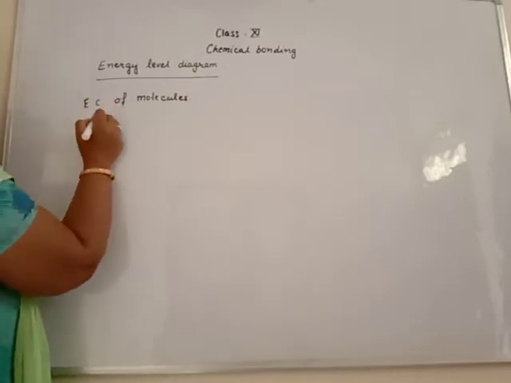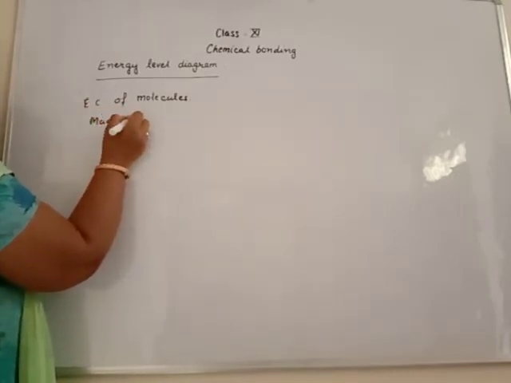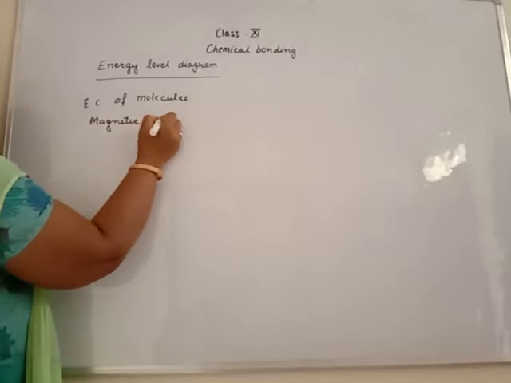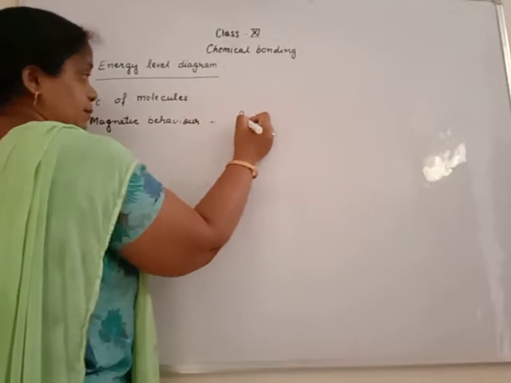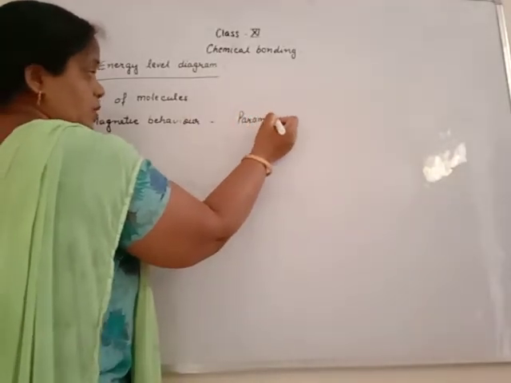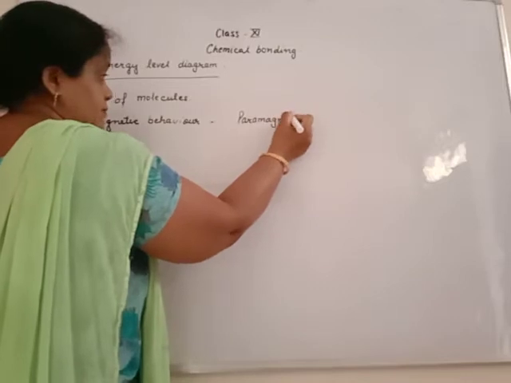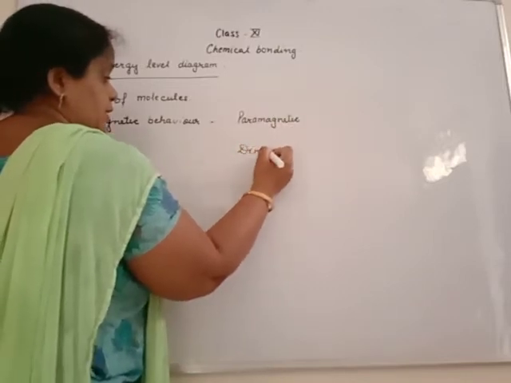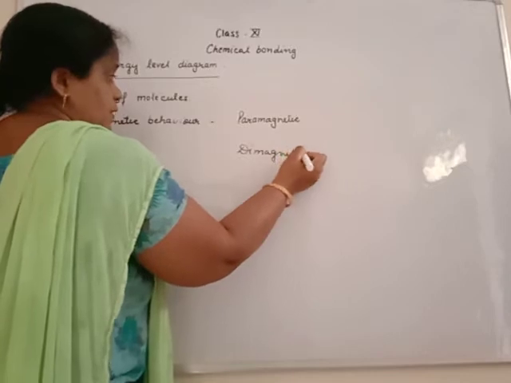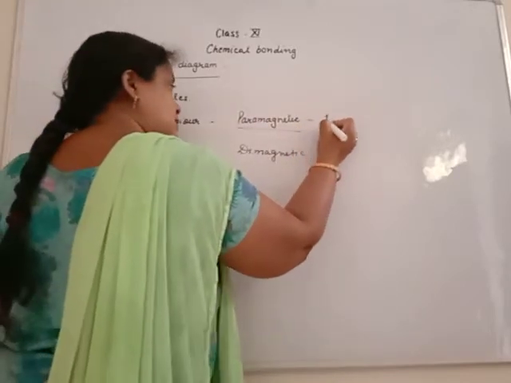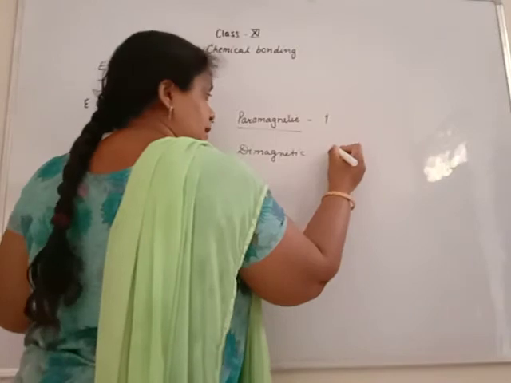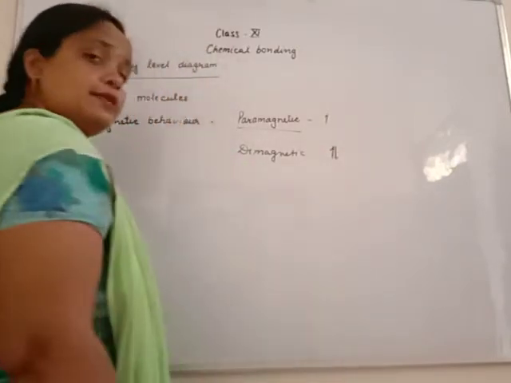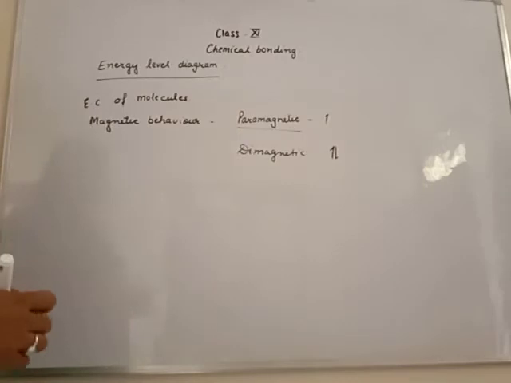then magnetic behavior. Magnetic behavior is only two, either paramagnetic or diamagnetic. If it is paramagnetic, that means it has at least one unpaired electron in the molecular orbital, not atomic orbital. And diamagnetic means all electrons are paired. None of the electrons is unpaired.